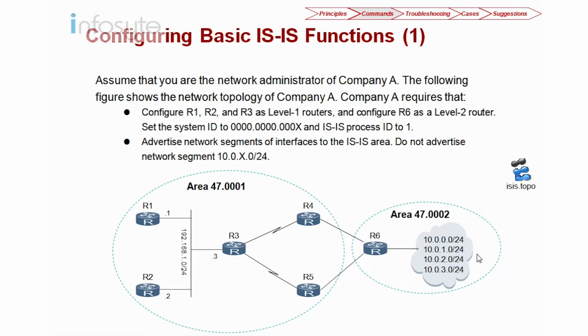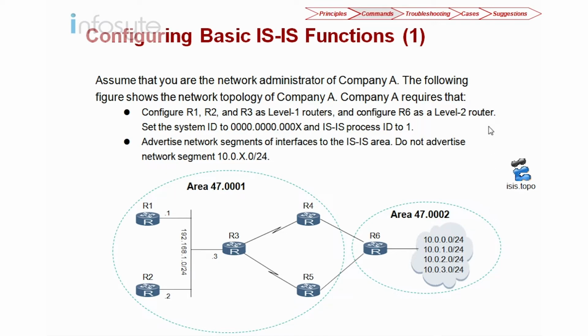In this lab, we are going to look into this new topology. We have R1, R2, and R3 connected through a switch. R3 and R4 are connected through a serial line. R3 and R5 are connected by a serial line. R4 and R6 are using Ethernet. And behind here I have a 10 network. So let's look into the requirements.